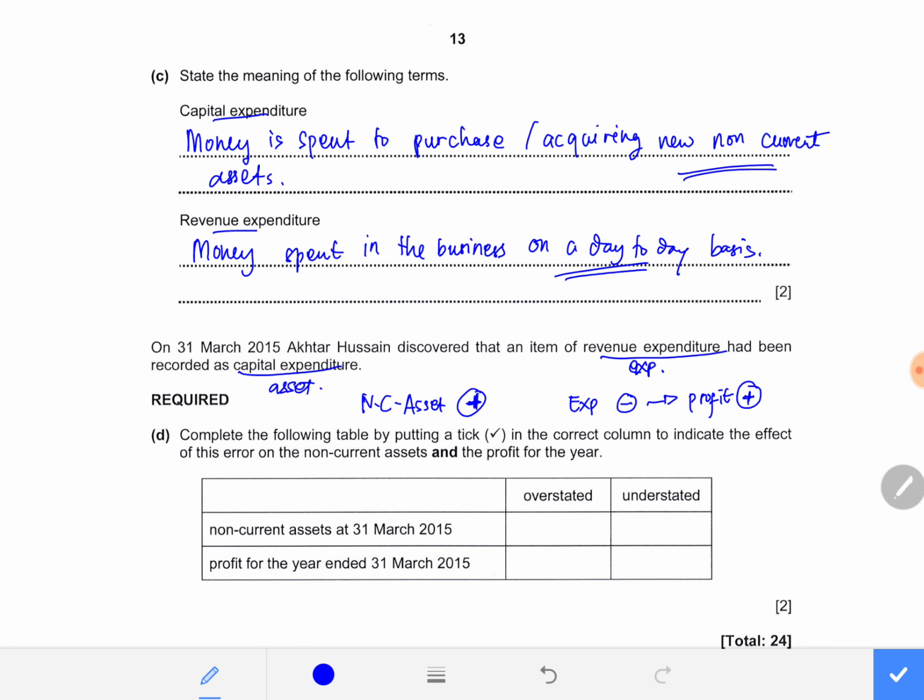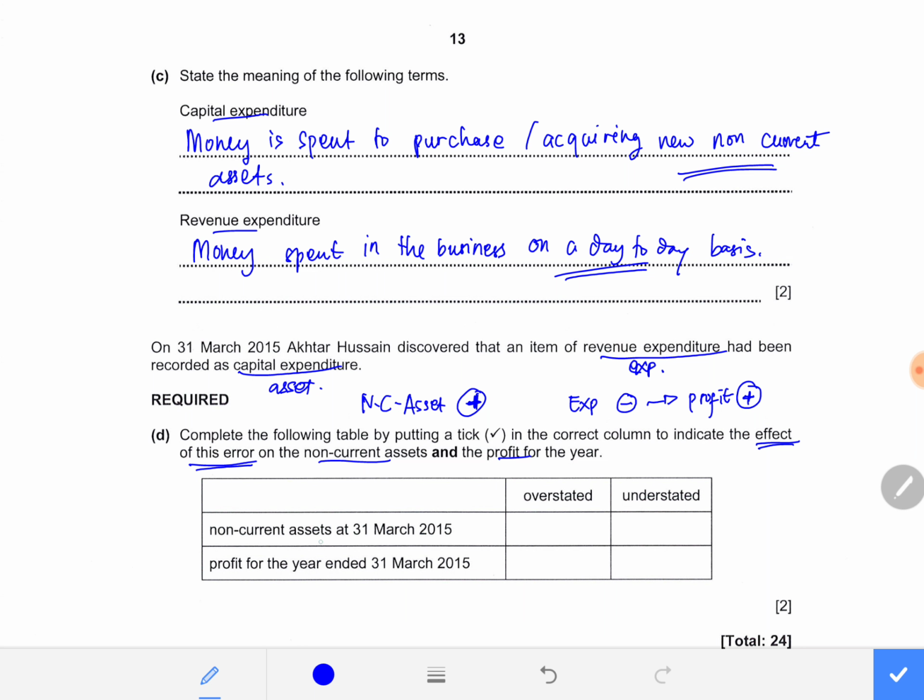Agree, yeah? Now, you are required to complete the table by putting a tick in the correct column to indicate the effect of this error. You have to pay attention to the question. Sometimes the questions ask you the effect of correcting this error. Now, the effect of this error on the non-current assets. Because if you mistakenly read the question, the answer will be the opposite. Effect of this error on non-current assets and the profit.